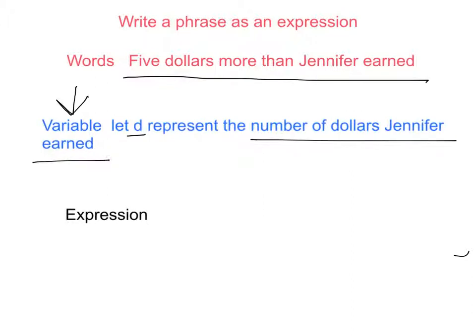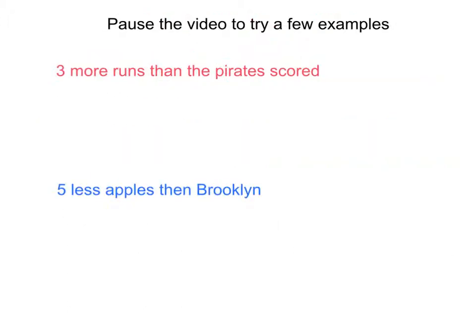So D, and so back at the expression, it says $5 more than. So Jennifer earned D, and it would be $5 more than that. So that would be your expression to represent the previous phrase. Pause the video to try a few examples.